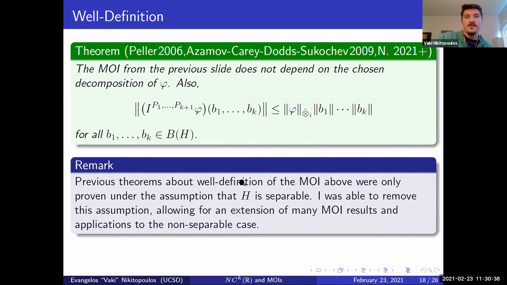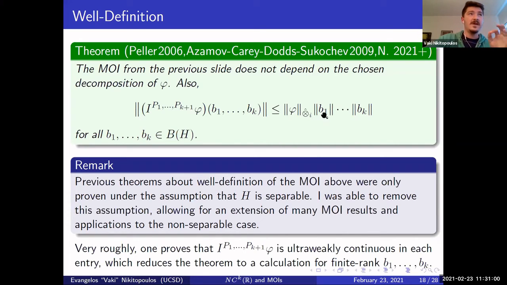Okay, so a little comment. The initial theorems about well definition, meaning these two, were only proven under the assumption that H is separable. And my contribution here is that I was able to find an argument that worked for not necessarily separable Hilbert spaces, which is nice because this allows for an extension of lots of MOI results to the non-separable case.